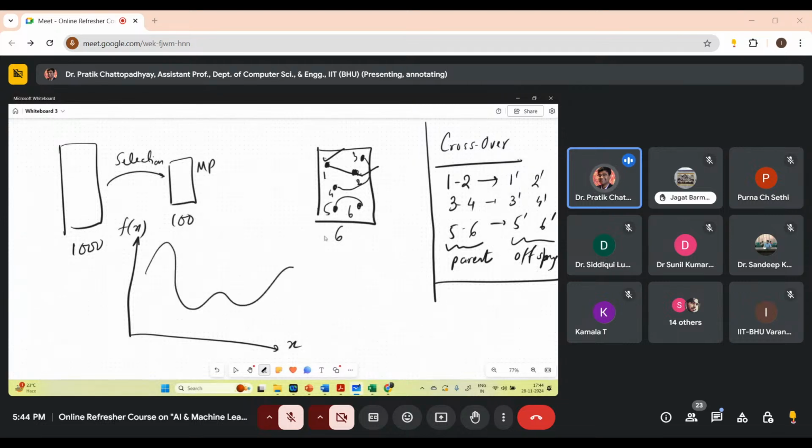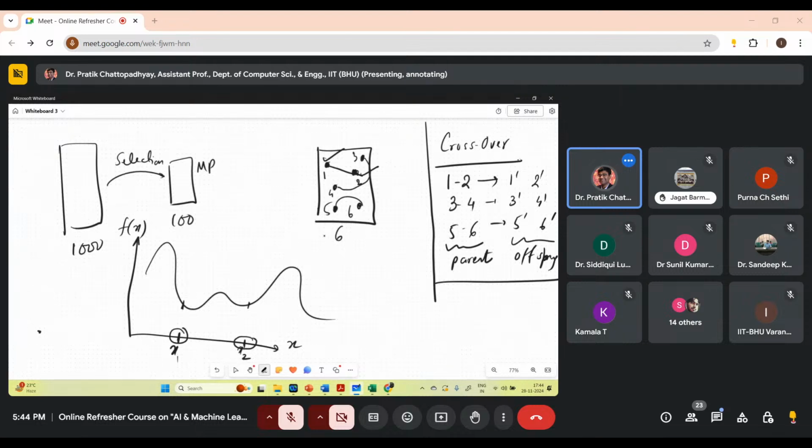If this is the function, and we choose one parent here, x1, another parent here, x2, and combine these two using single point crossover or multi-point crossover, the new solutions that will be generated will be close to x1, x2. That means they will retain some properties of x1 and x2. They will have something in common. The children will have some properties common with their parents. The new solutions will not be very far from the parents. That is the idea.